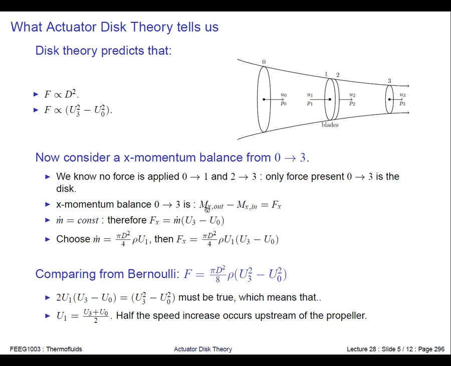In this case, we've got constant mass flow going all the way through, and U0 and U3 are different. So there is a momentum defect across this control volume, and that momentum defect generates the thrust on the control volume. And the only thing generating the thrust in the control volume is the propeller. So we have another expression for the force on the propeller.